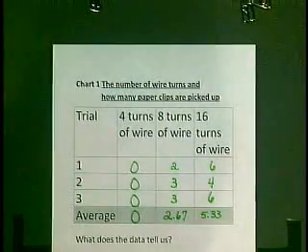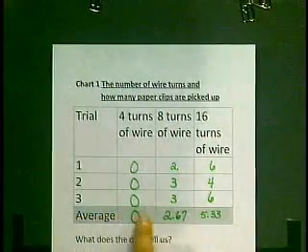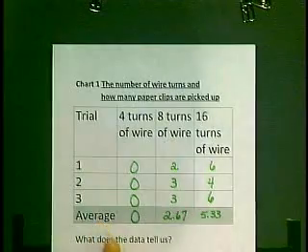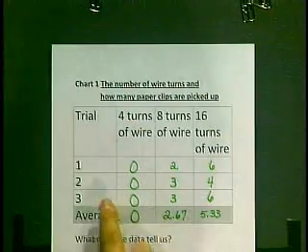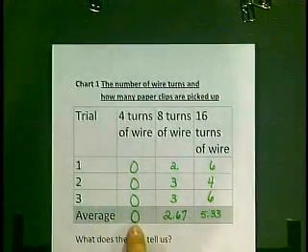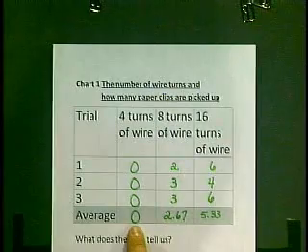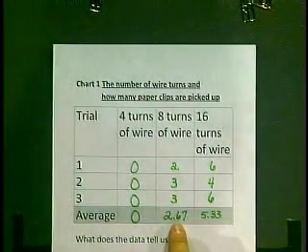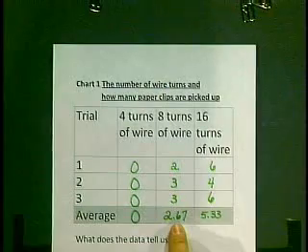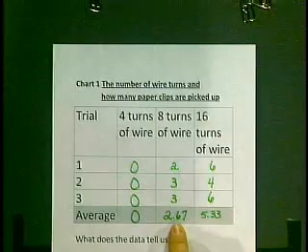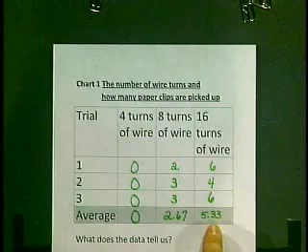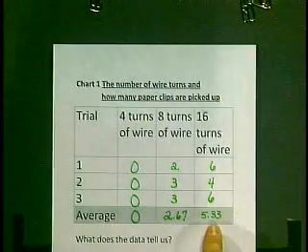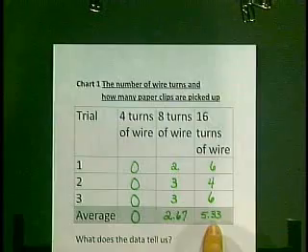Our data table's been filled in with our results, and you see the area that's shaded here is called average. That's where we add up the numbers in the column and divide by the number of trials, which in this case was 3. So we have a 0 average in the first column, which was for 4 turns of wire. For the 8 turns of wire, we picked up 2, 3, and the third trial 3 paper clips for an average of 2.67. And for 16 turns of wire, we picked up 6 paper clips, 4 paper clips, and 6 again for an average of 5.53.